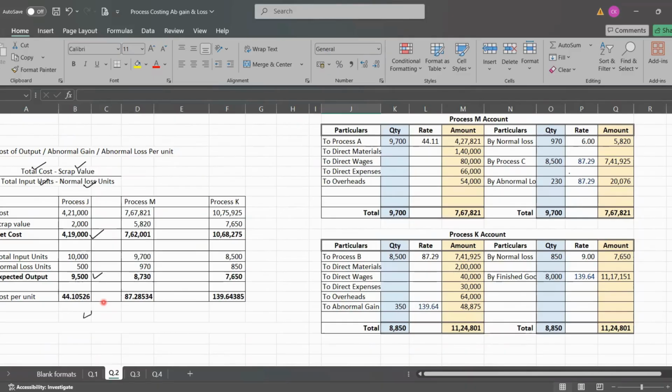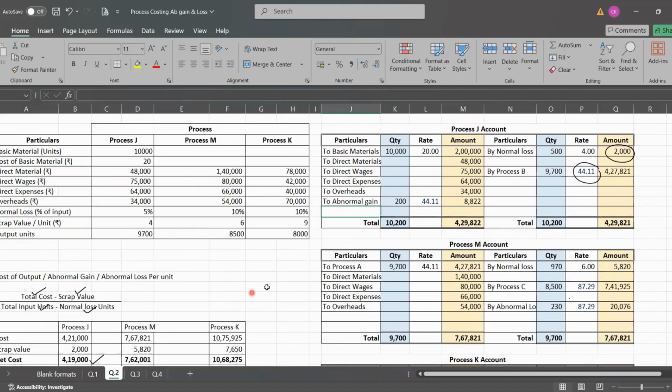4,19,000 divided by 9,500 gives us 44.105. You can confirm from your manual calculation. 44.105 is the cost per unit for abnormal gain as well as for transfer. It is rounded up to 44.11. So you may find some difference while taking the total of the amount column from the debit side and credit side. Here it is a 1 rupee difference, but it's acceptable. So this is about the calculation of cost per unit for abnormal gain.